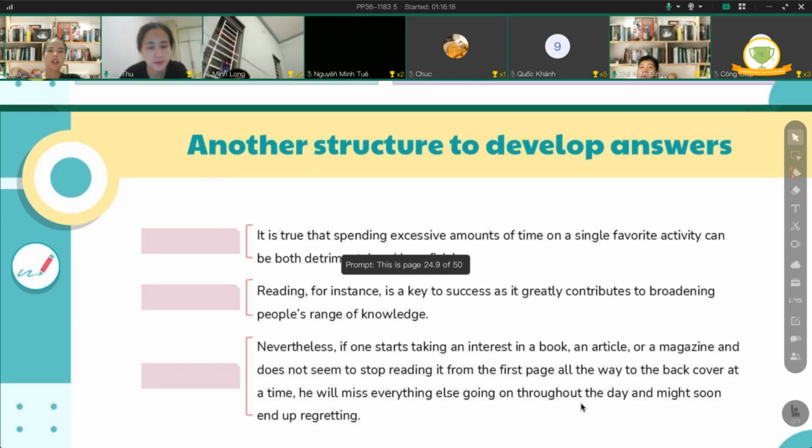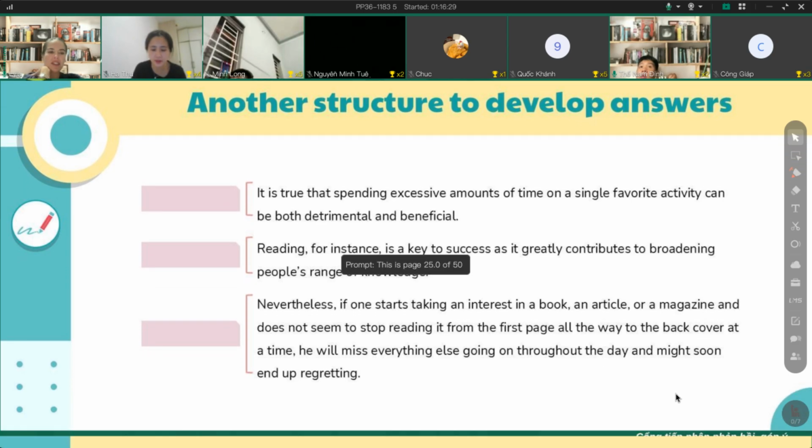Okay, another structure to develop answers. Okay, it's not only AEE, there's also a few different examples. I'll give you just a minute to read through this. My voice is just sore, so I would like it if you guys could help me read, please.